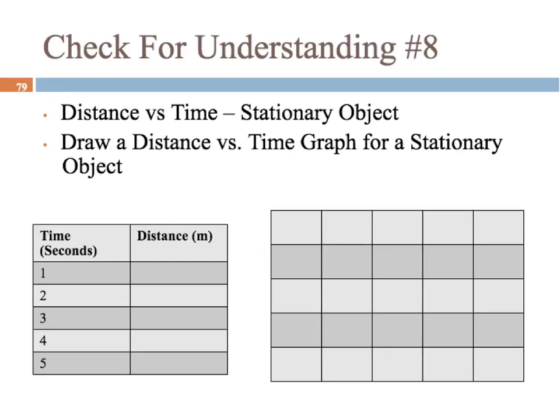All right, number 8. This is a stationary object, so draw a distance versus time graph for an object standing still. Well, let's see, it starts at 0, okay? After 1 second, it's still at 0. After 3, it's still at 0. After 4, it's still at 0. After 5, it's still at 0. So if this is 0 meters, it's staying there the entire time, okay?